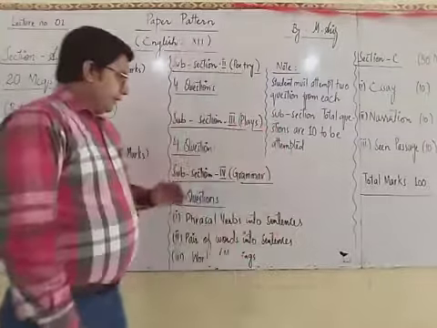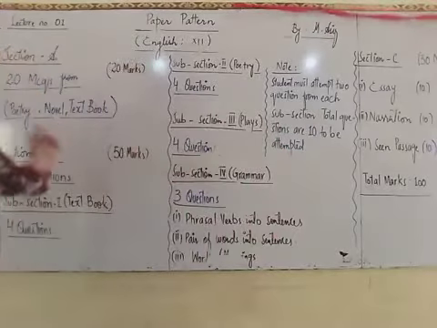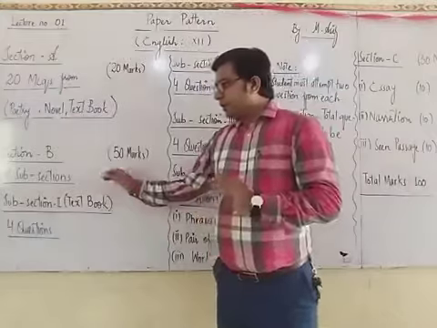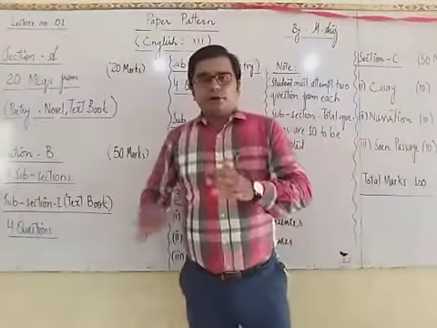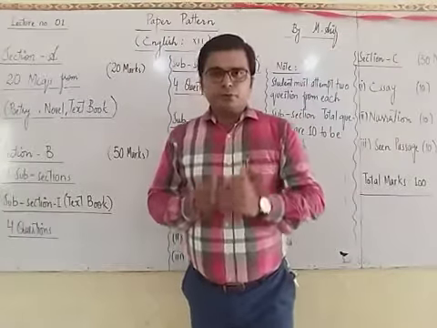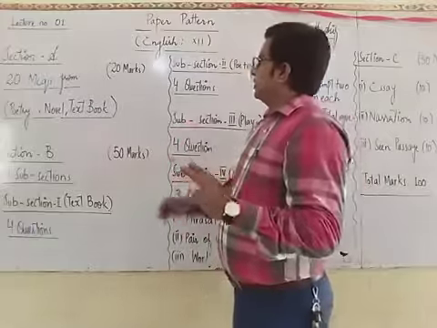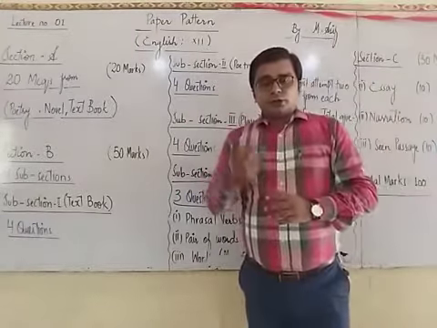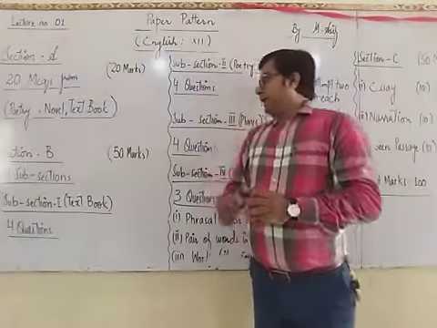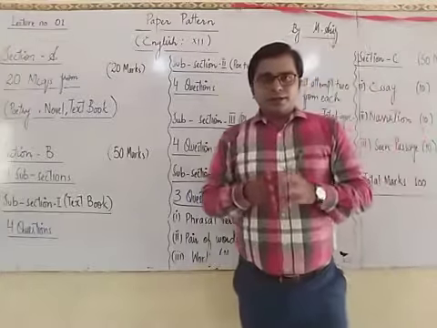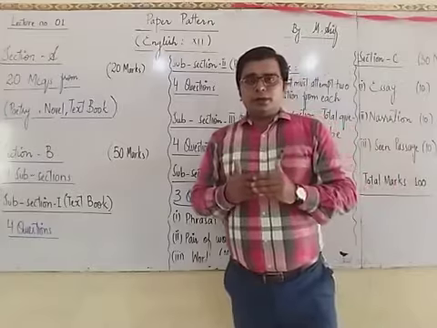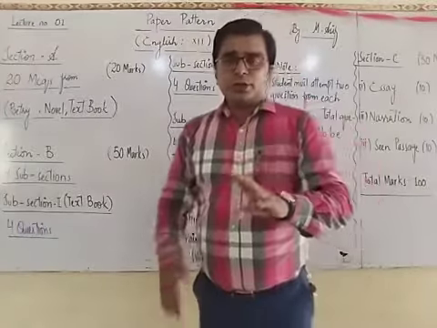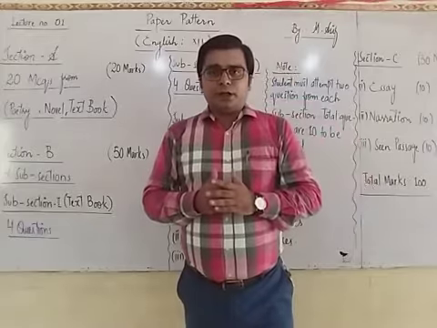So here we are going to learn about these subsections. Subsection number 1 is taken from the textbook. You are given 4 questions. Subsection number 2 is from poetry. Here you are also given 4 questions. And subsection number 3 is taken from the novel. Here you are also given 4 questions from the novel.